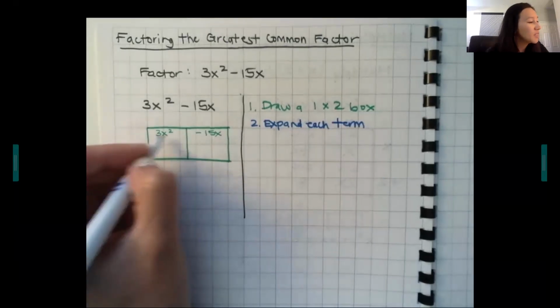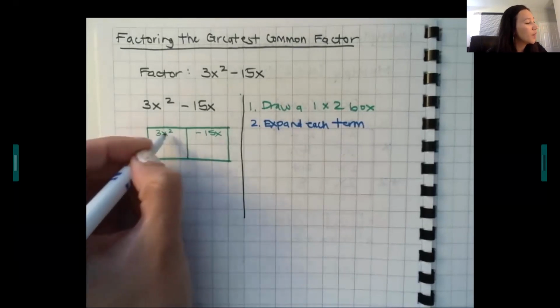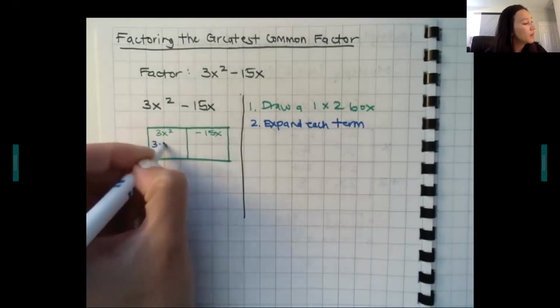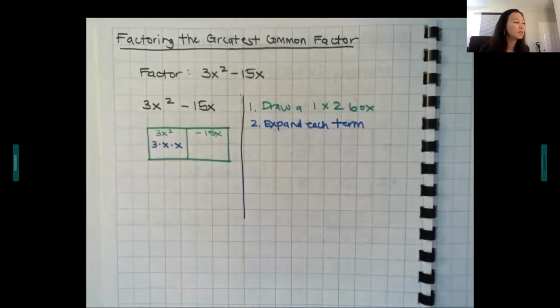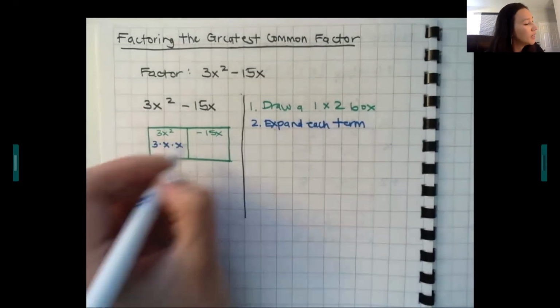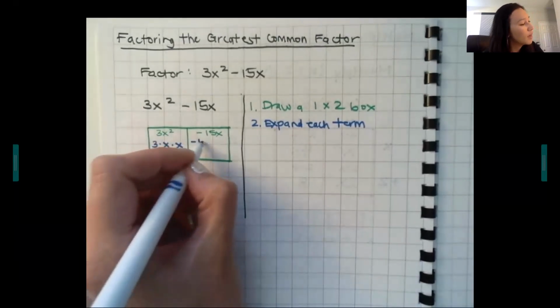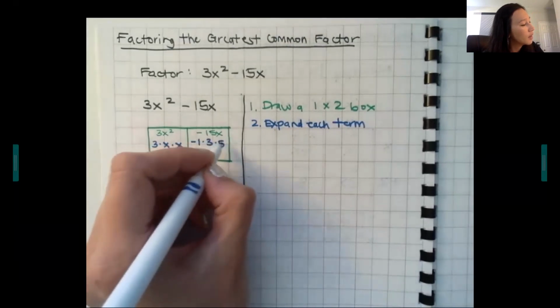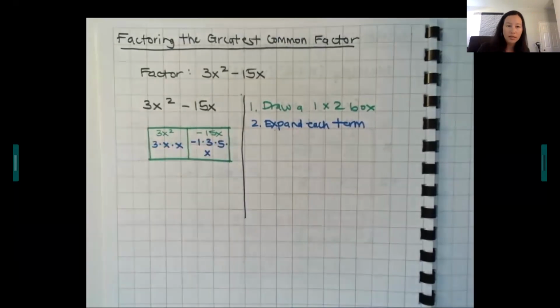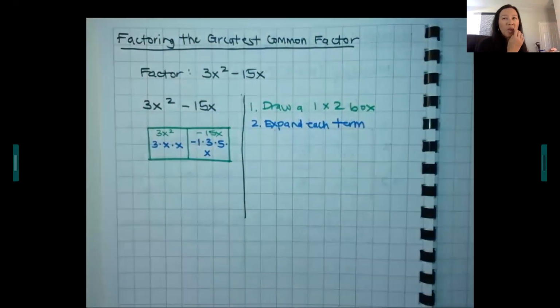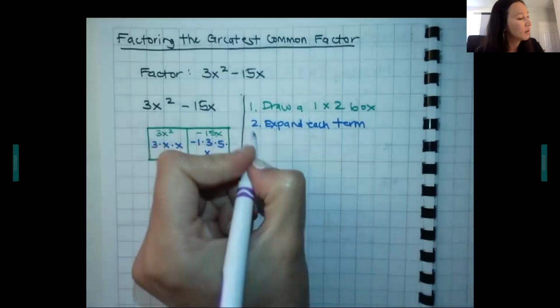So expanding, this is what we did in unit 6. So 3x squared, that expands to 3 times x times x. Negative 15x, that expands to negative 1 times 3 times 5 times x. So we've been doing a lot of expanding. And then we're going to circle factors that all boxes have in common.